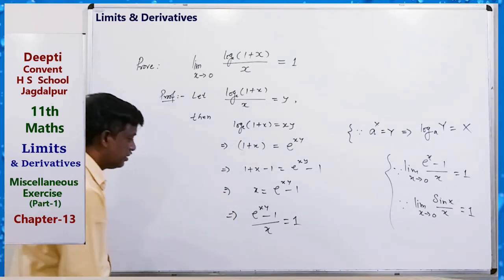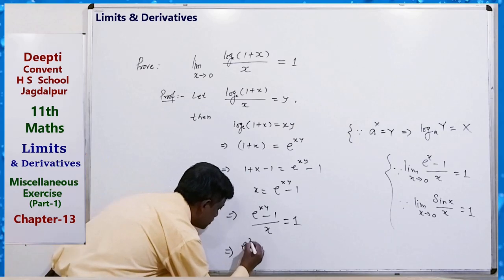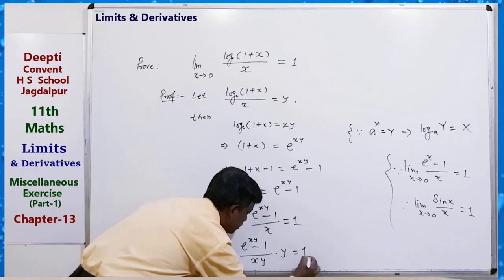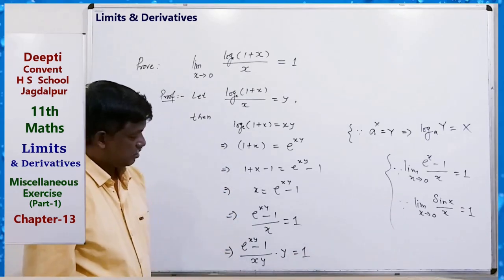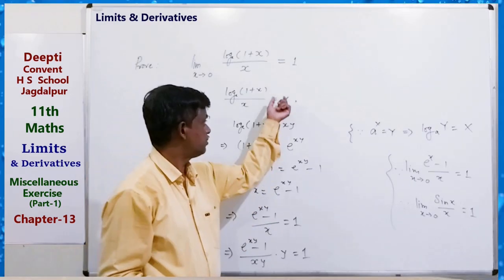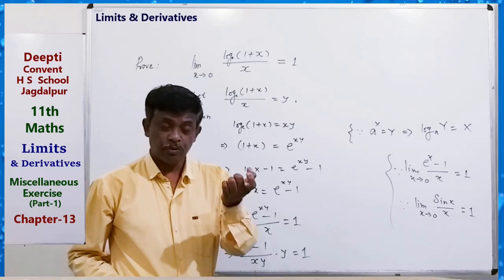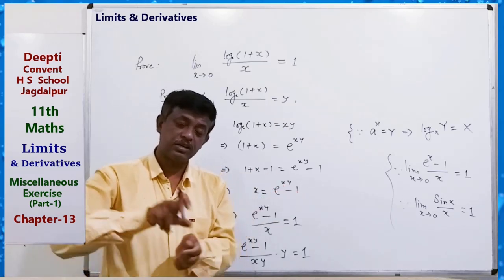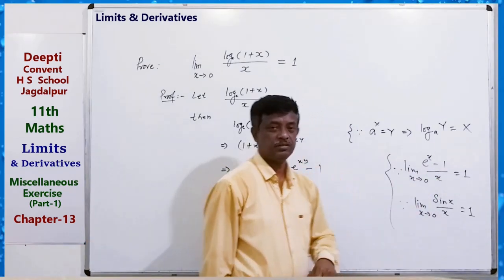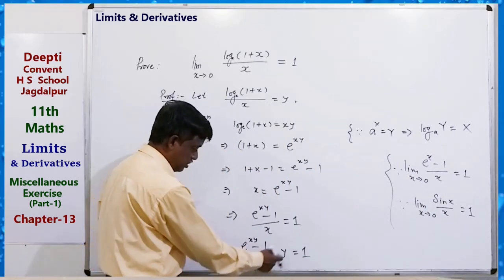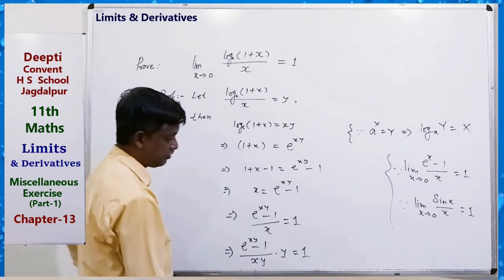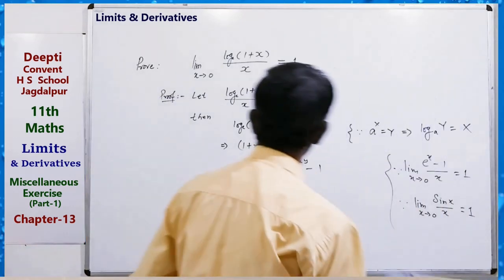Clear? Now we can also write (e to the power xy minus 1) upon xy, into y, equals y. Just we can write like this, no? Because as x tends to 0, y is also a variable quantity. So x tending to 0, then x into y is also tending to 0. That means this formula can be used for finding the limit of this. Here y is adjusted like this. So now taking the limit on both sides.